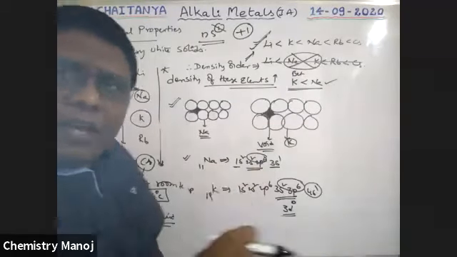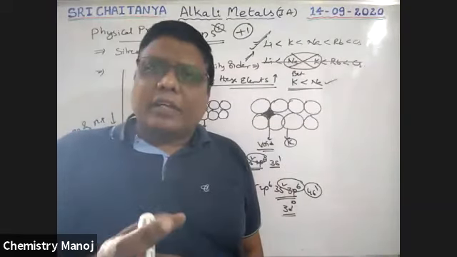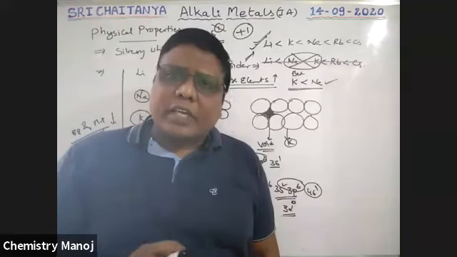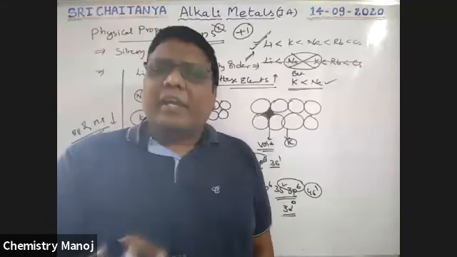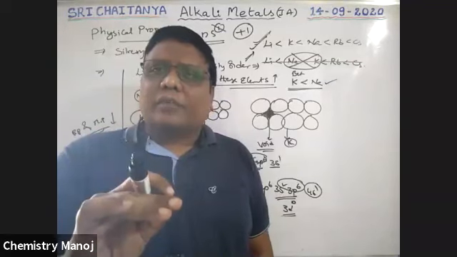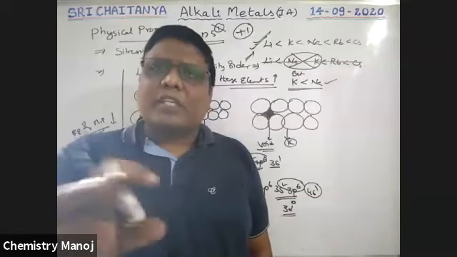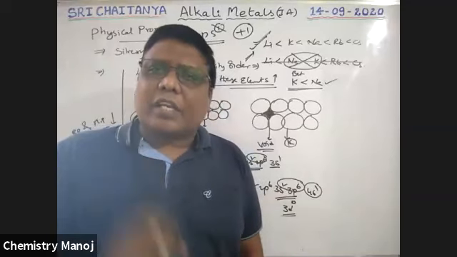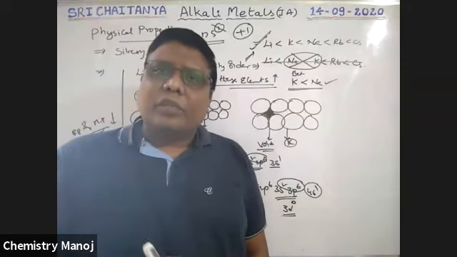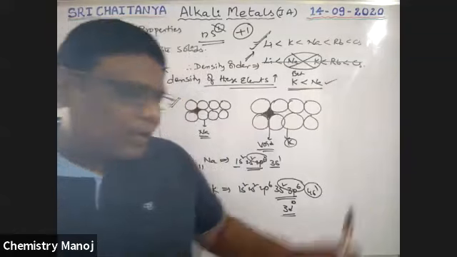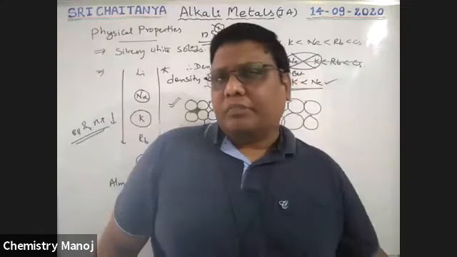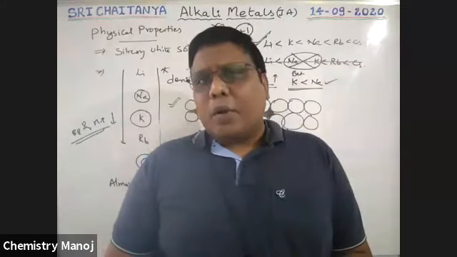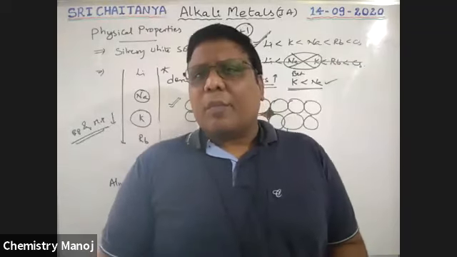That is why a further electron-losing tendency is not possible in the case of alkali metals. That is why alkali metals never form +2, +3 like oxidation states. The one and only oxidation state exhibited by alkali metals is +1. Okay, so these are some general properties, boys, the physical properties.